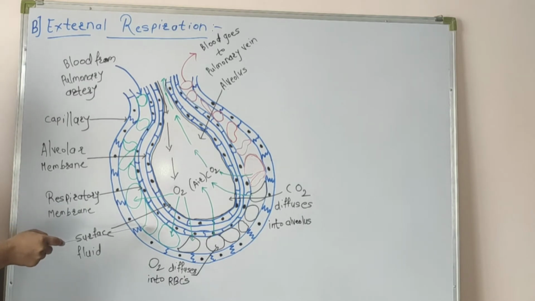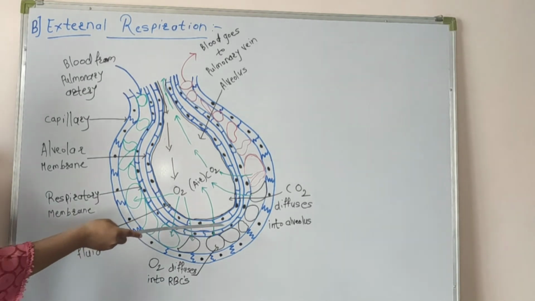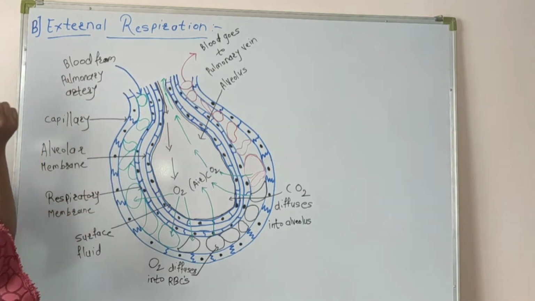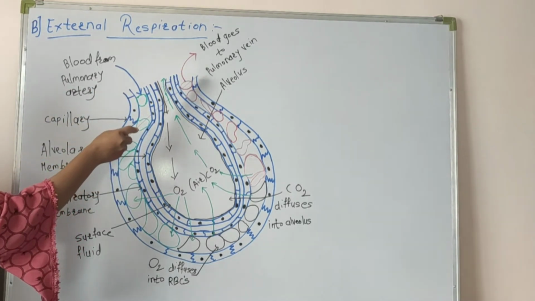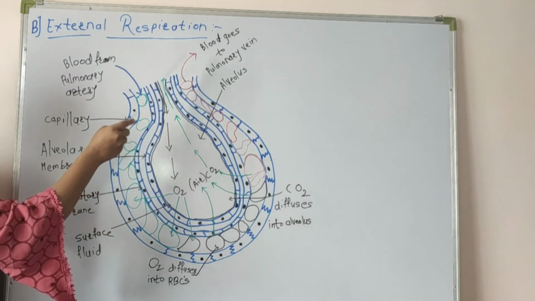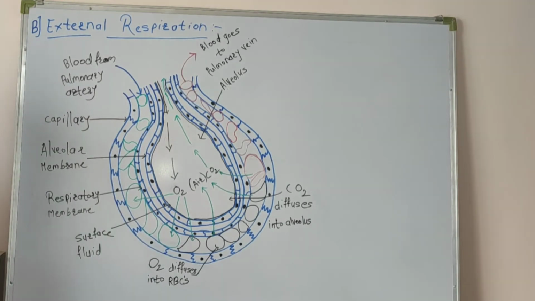This blood is called oxyhemoglobin because oxygen is present in the hemoglobin. And after that it will carry out carbon dioxide through the pulmonary vein. Why does blood always enter from the pulmonary artery and why does blood always go out from the pulmonary vein? The reason behind this is the partial pressure.